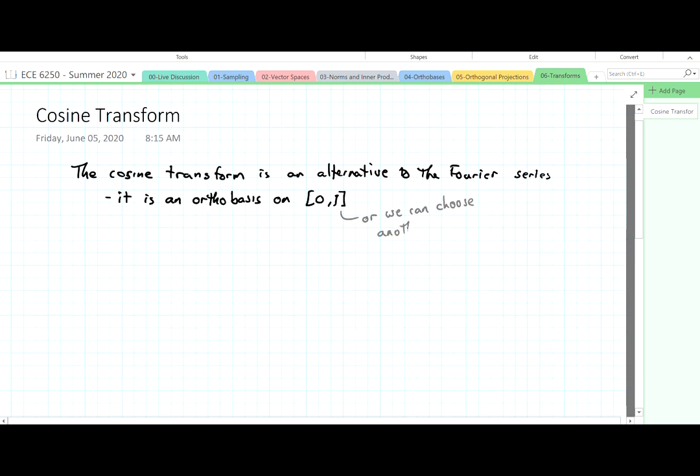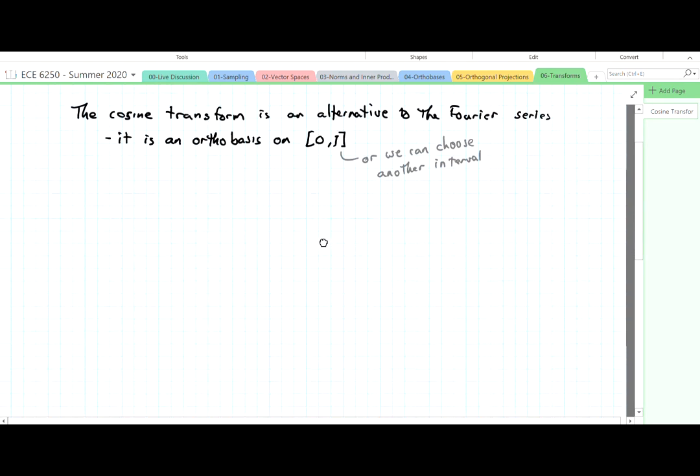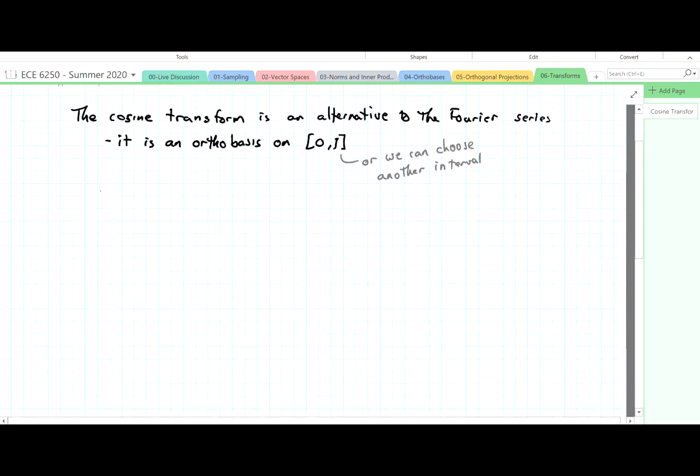In fact, if we have something that's a basis on 0, 1, then you could always scale the signal and shift it. Scale it in time and shift it in time to make it an orthobasis on any other finite interval. So when we prove something's a basis on 0, 1, you should view that as a wonderful, generic, useful thing, and not something that's limited to just 0, 1.